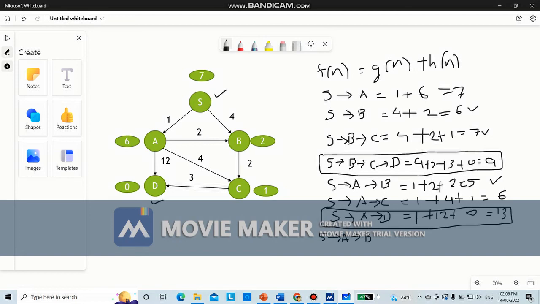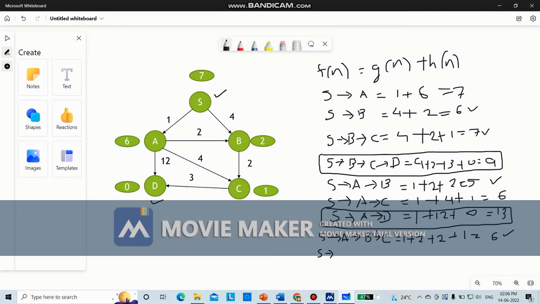So from B, where can we go? From SAB, we can go to C. So what will be the cost? SABC. So 1 plus 2 plus 2. What is H of n? 1. So total cost it is 3, 4, 5, 6. Okay. Then from C again we can go to D. So we will continue with this path.